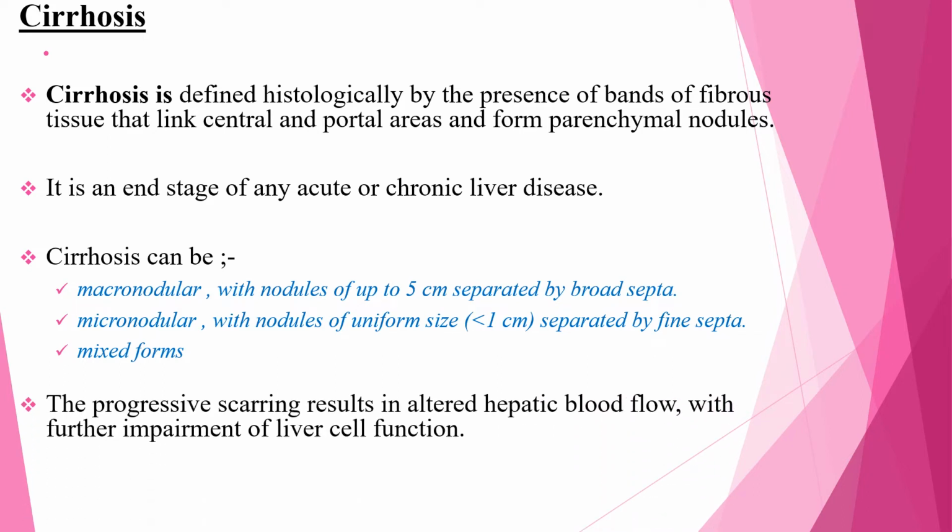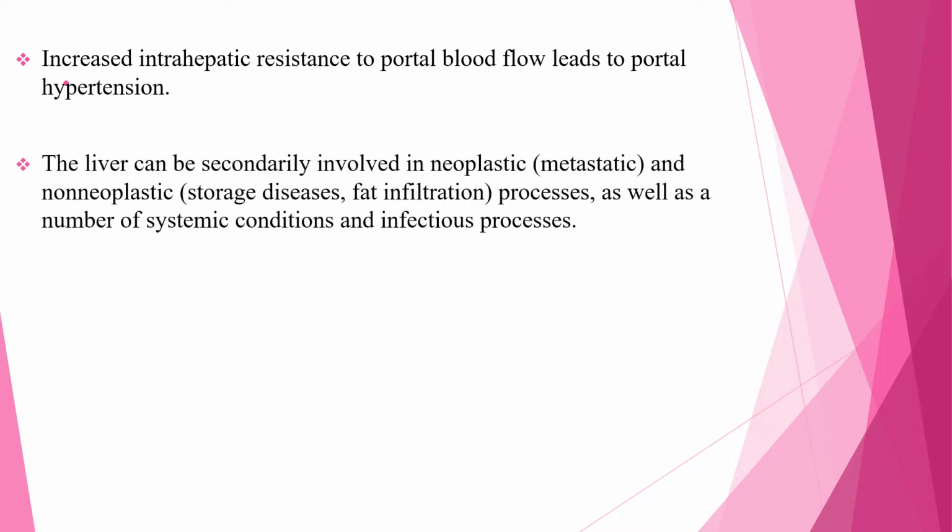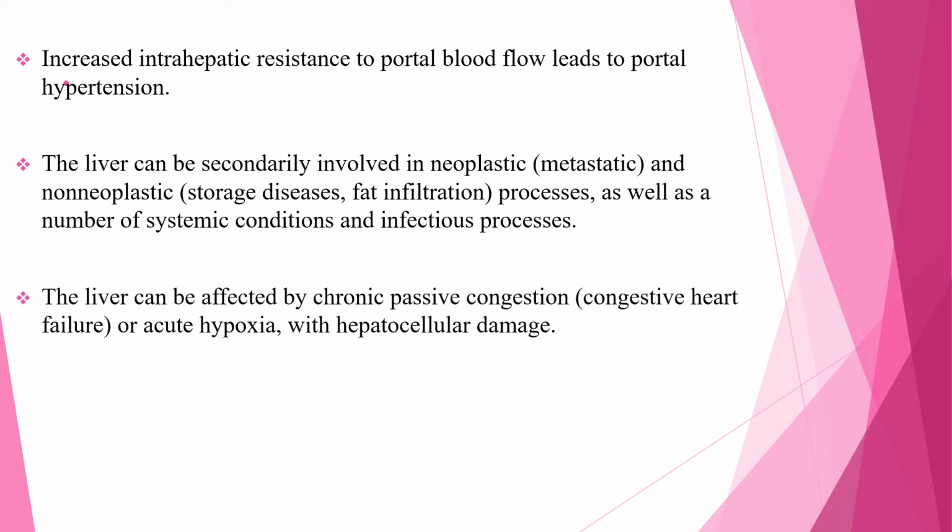The progressive scarring results in altered hepatic blood flow with further impairment of liver cell function. Increased intrahepatic resistance to portal blood flow leads to portal hypertension. The liver can be secondarily involved in neoplastic and non-neoplastic processes, such as storage disease and fat infiltration, as well as a number of systemic conditions and infectious processes. The liver can be affected by chronic passive congestion, such as CHF, or acute hypoxia with hepatocellular damage.